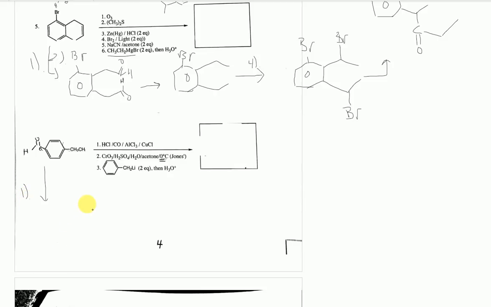Step 1. All right? HCl, CO, AlCl3, CuCl. What does this do? Well, I forgot to erase it. Silly. So this is going to add an aldehyde, right? And it's going to add it. So ignore this. This is not supposed to be here. It's supposed to be here. I'm sorry. This is going to add the aldehyde to the ortho position, right? This is not sterically hindered, so it needs to be here.